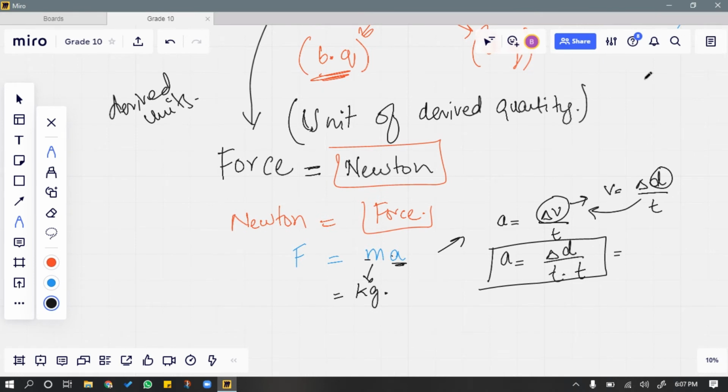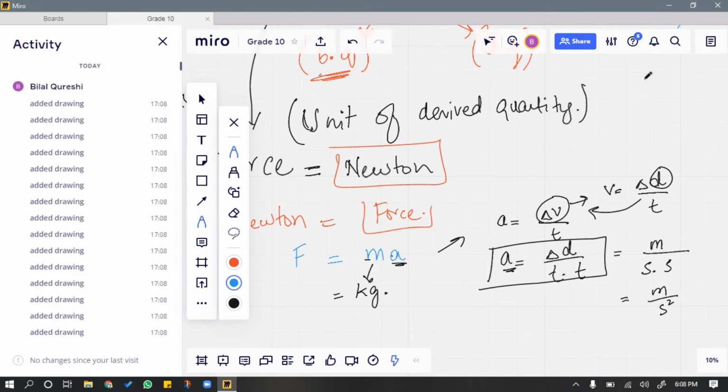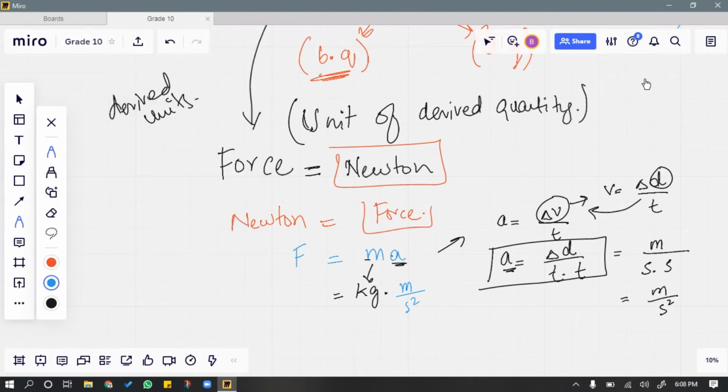Okay. So what is the unit for distance? Distance, as you know, is the length of any journey. So length has always been measured in meters, so we mention meters over there. And time, we know, is seconds times seconds. So whenever we have 2 seconds, it becomes meter over second square. So what is the acceleration unit? Acceleration unit has been given as meter per second square. So this is our force being described in terms of base units.